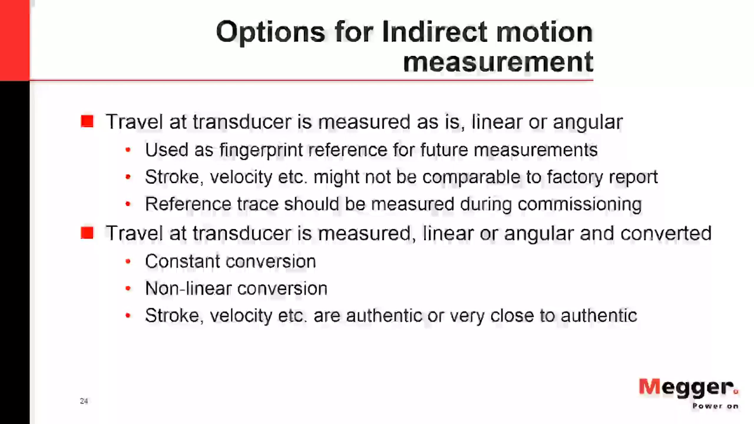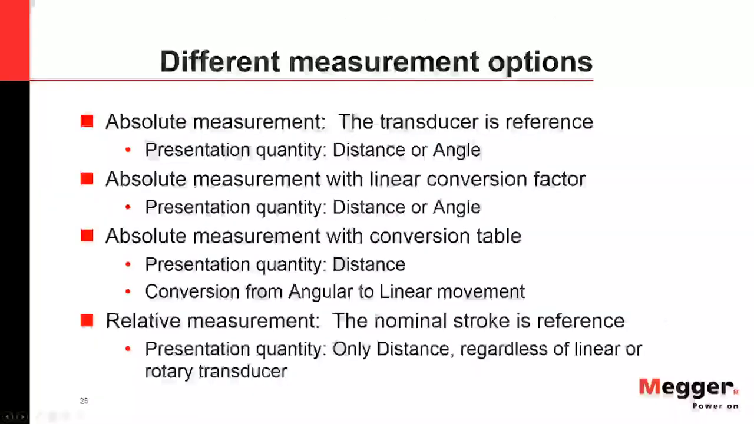But if you're just doing an indirect measurement and you don't have conversion tables, your strokes and velocities might not be comparable to that factory test report. So if you do this, like I said, you want to make sure you're doing it in the beginning, when you know that circuit breaker is in good condition. The other option is that you measure the travel at the transducer, but then you convert it. You use a conversion table, a conversion factor, transfer function, whatever. It may be a constant conversion or a nonlinear conversion where you use the table, but if you're converting it correctly, your strokes, your velocities, all of this should be comparable to your factory report.